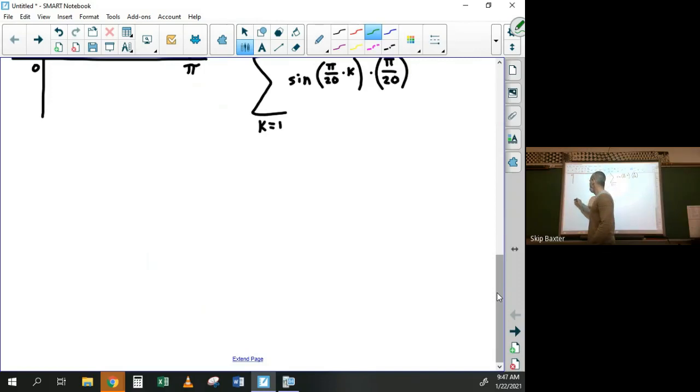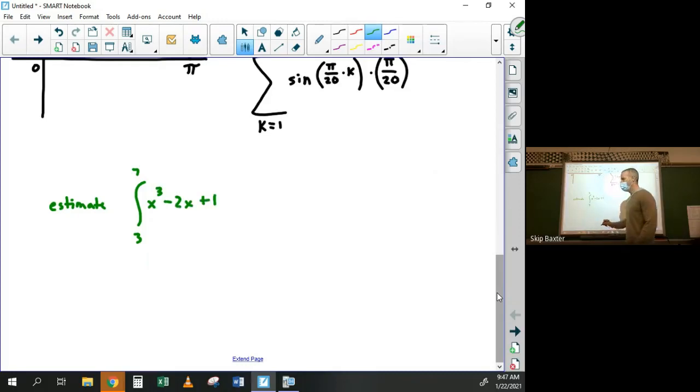Okay. So what if I wanted to estimate the integral from 3 to 7 of x cubed minus 2x plus 1 dx using the right rectangular approximation method with, let's say, 40 subintervals.